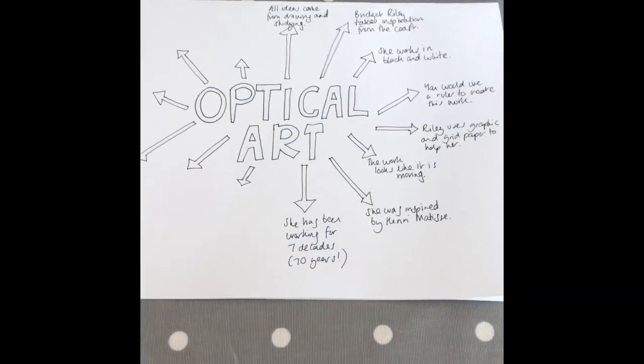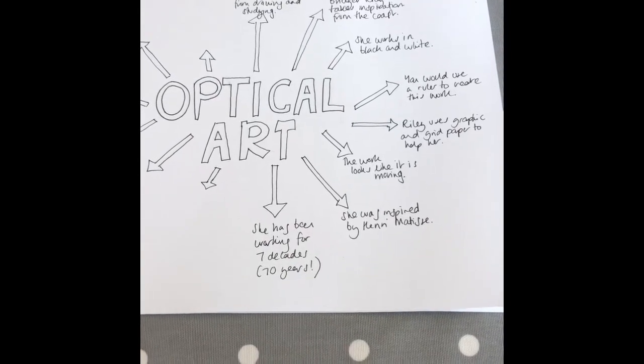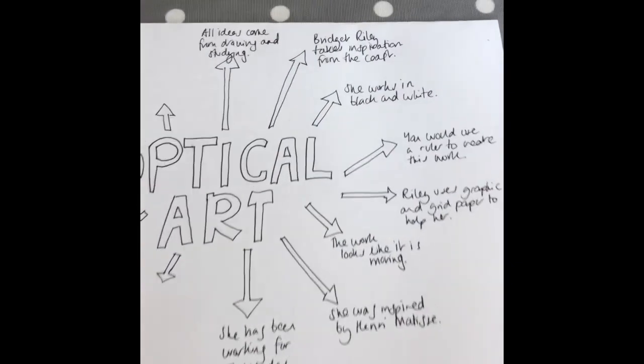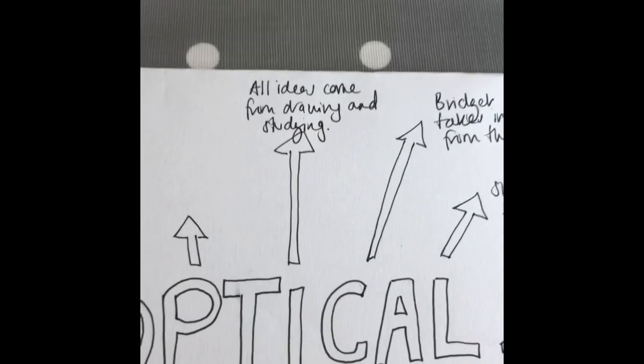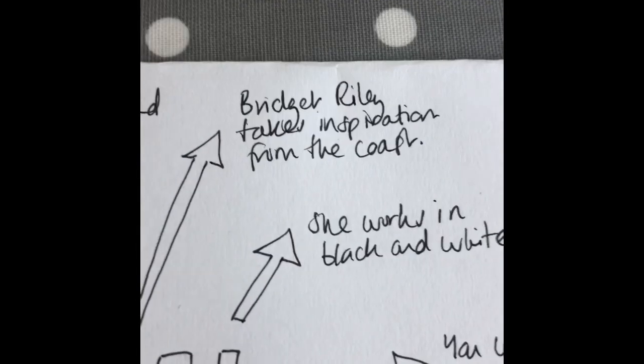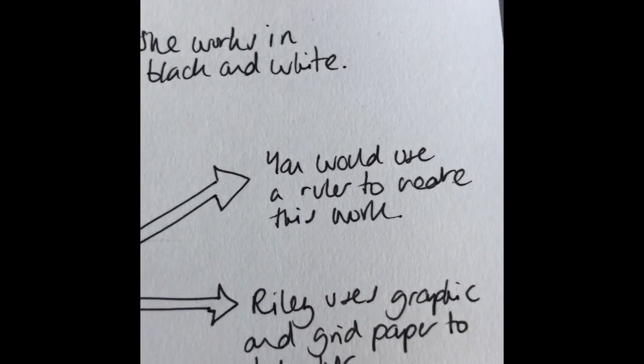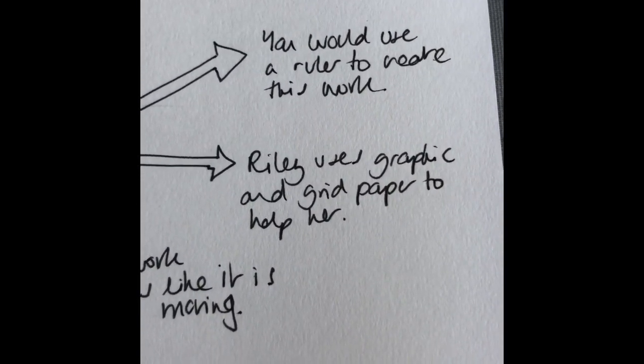Okay, so I have just added in, I think it's 8 facts that I have heard through the videos, or things I've thought of, because it can be your thoughts too, and I'd like to go through them with you. So all ideas come from drawing and studying. Bridget Riley takes inspiration from the coast. She works in black and white. You would use a ruler to create this work. Riley uses graphic and grid paper to help her.